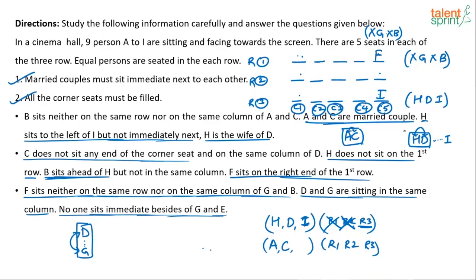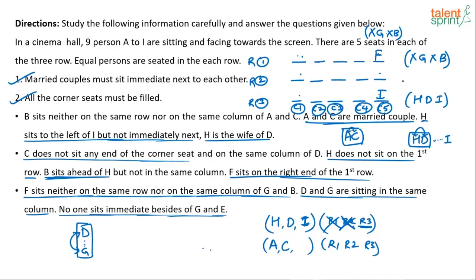Right? And H and D is a married couple. So H and D will be taking these two positions. Now is H on the leftmost end or D on the leftmost end? You have to figure out. We know that B sits neither in the same row nor in the same column of A and C.